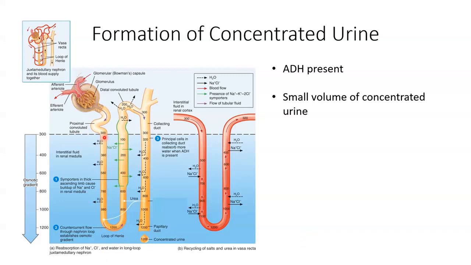We can produce the concentrated urine thanks to this osmotic gradient, which makes it more concentrated in this interstitial fluid so that the water actually wants to leave the renal tubules and go back into the blood. And this is a result of that countercurrent multiplication, which actually establishes this osmotic gradient, and then the countercurrent exchange, which maintains this osmotic gradient.